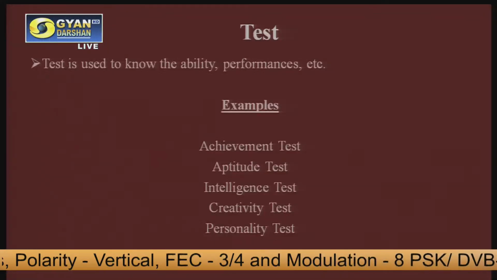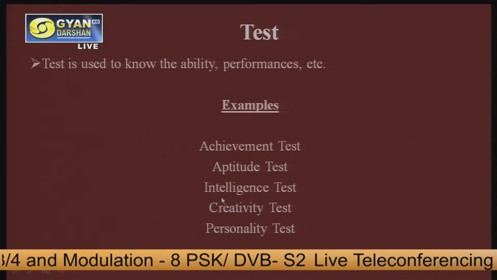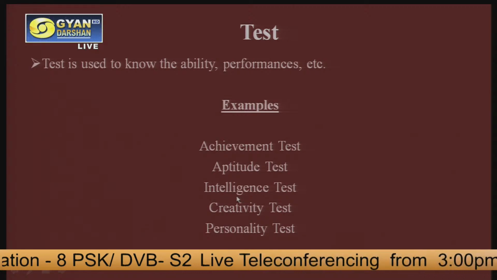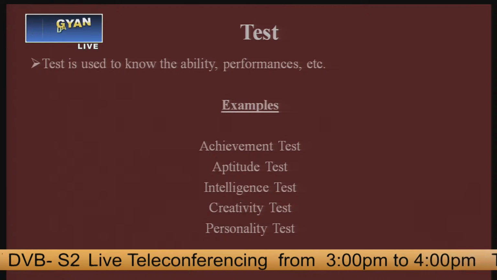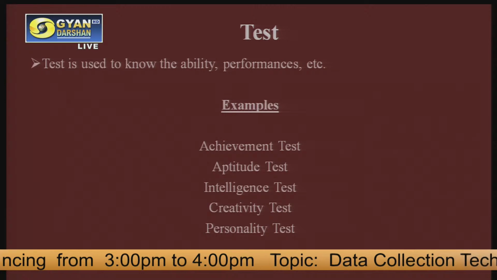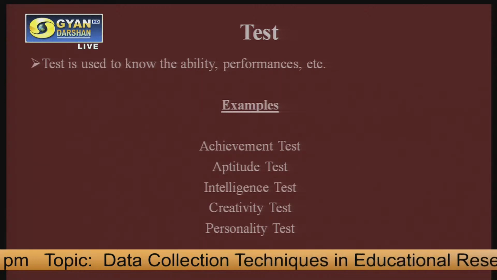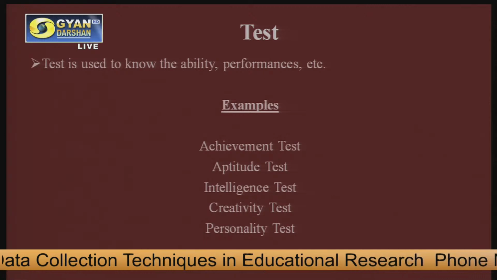And if standardized achievement or aptitude tests are not available, you can simply prepare those tests for doing your study. And further, there are intelligence tests, creativity tests, and personality tests also. If you want to know in your study the level of intelligence of the learners, as an example, let's say you want to know the relationship between intelligence and achievement of the students at the secondary school level, what can you do?